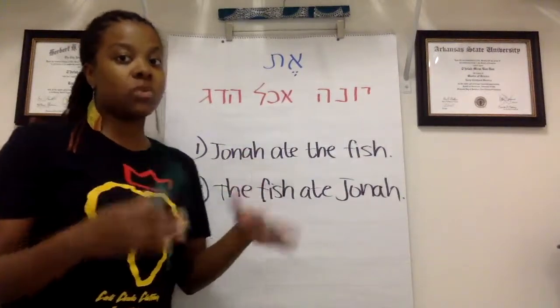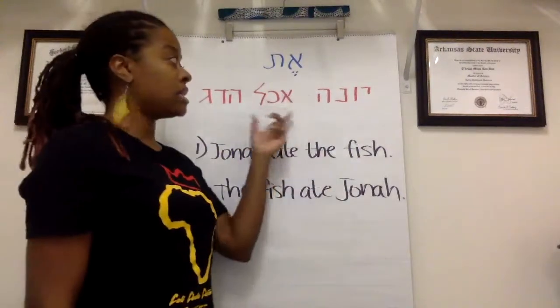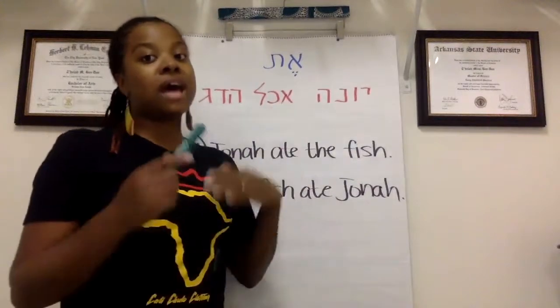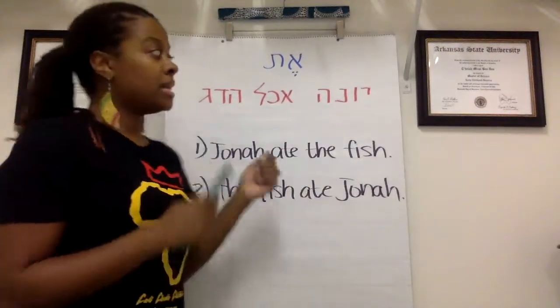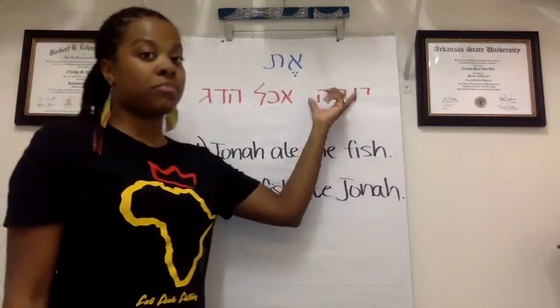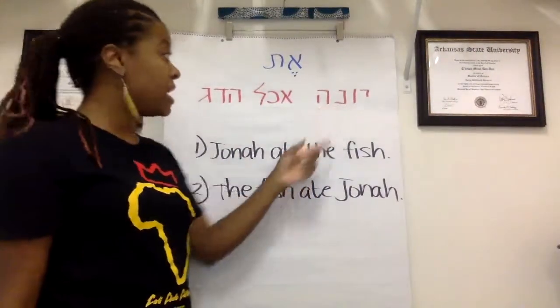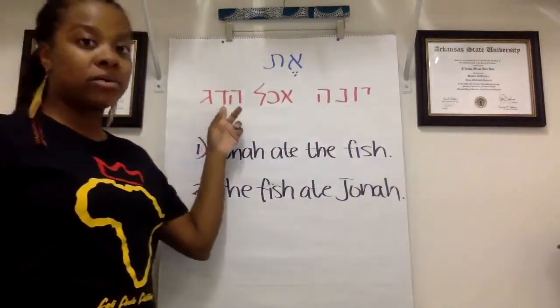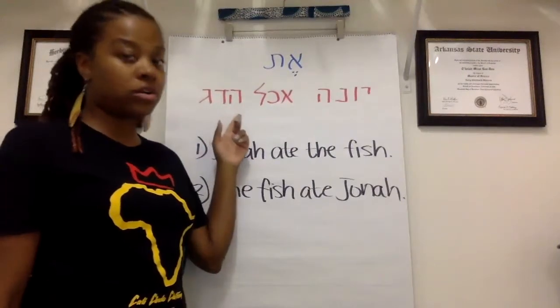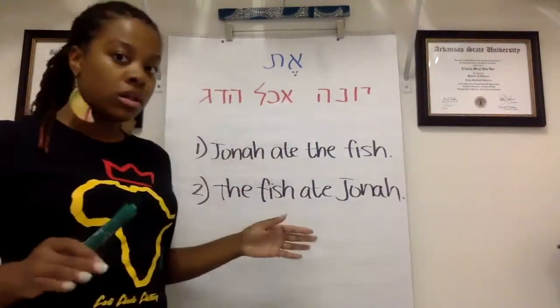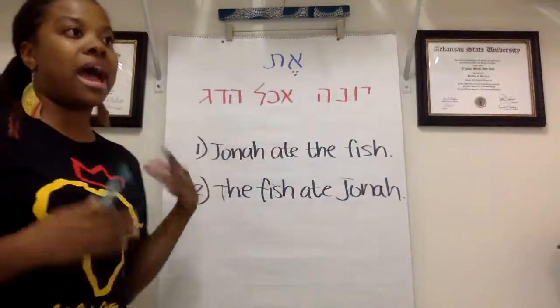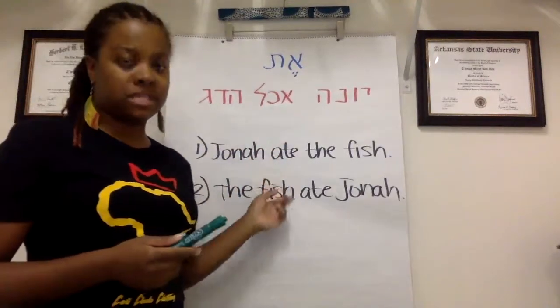So the subject is the one that's doing the action, in this case, the one that ate, okay? And then the object is what got eaten. And again, it's unclear because we have a proper noun, right? Someone's name. And we have a noun, a definite noun, a noun with a definite article. So it's not clear at all which one of these is the actual meaning of this sentence.